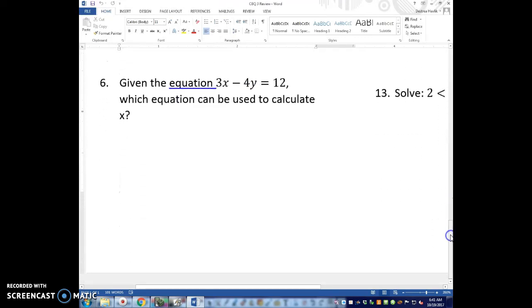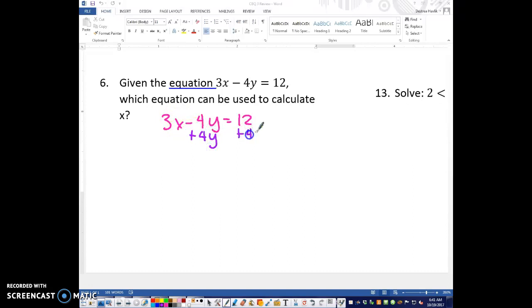Okay, number 6. Given the equation 3x minus 4y equals 12, which equation can be used to calculate x? In this situation, we're trying to calculate for x, but notice we have 2 variables. So we have 3x minus 4y equals 12. They want us to solve for x. So let's take the first step to getting x by itself. Let's add our 4y. That cancels, so we have 3x equals 4y plus 12.